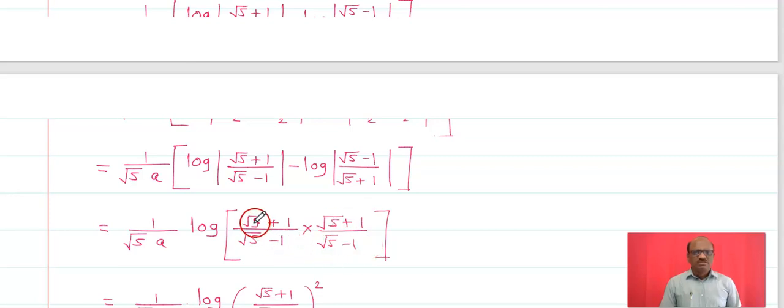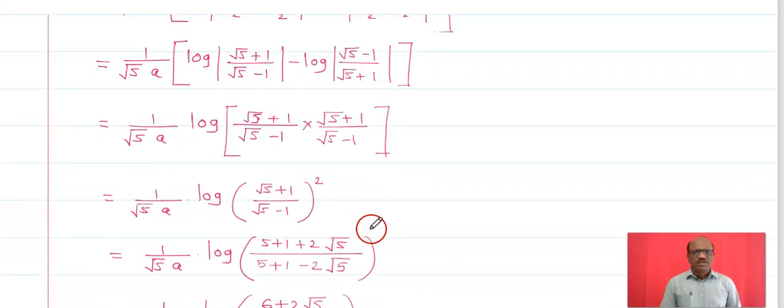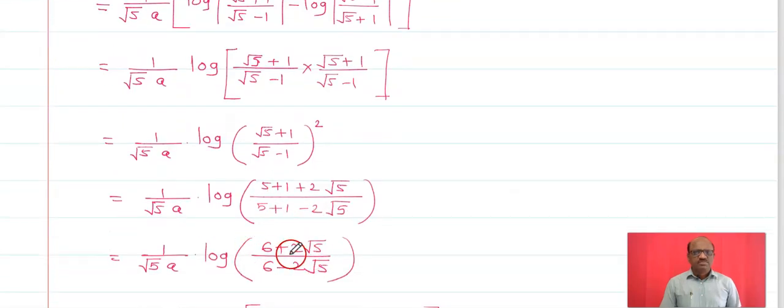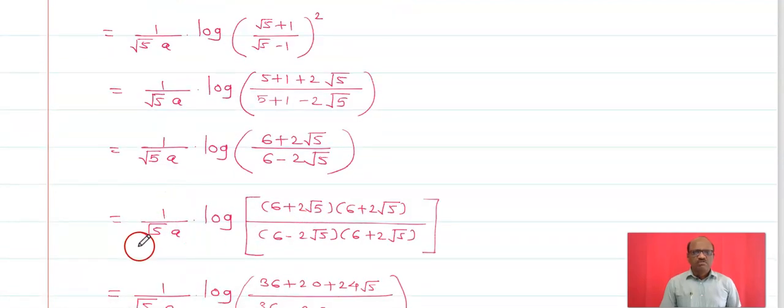And in this case, you will get root of 5 plus 1 bracket square upon root of 5 minus 1 bracket square. And if we expand it, then you will get root 5 plus 1 plus 2 times root 5 in the numerator, and in the denominator you will get root 5 plus 1 minus 2 times root 5. 5 plus 1 will become 6 plus 2 root 5, and 5 plus 1 you will get 6 minus 2 root 5. And that's why you will get 1 upon root of 5a log of, in bracket, 6 plus 2 root 5 upon 6 minus 2 root 5.